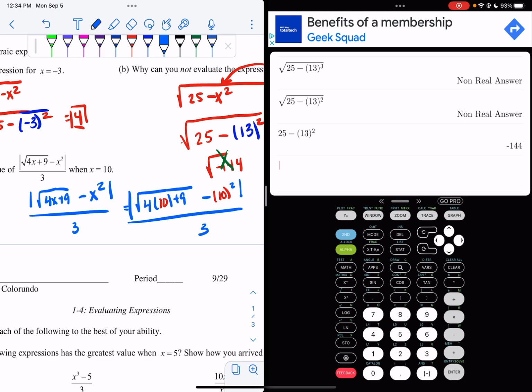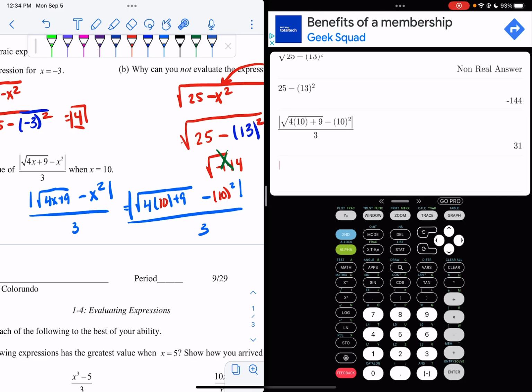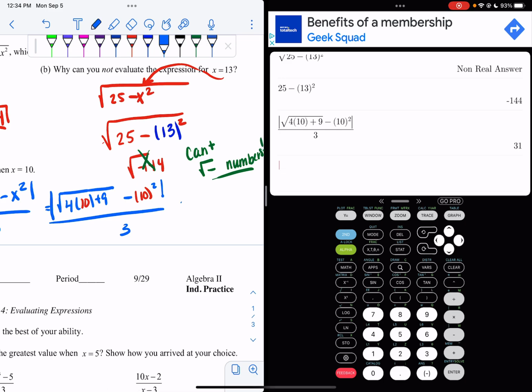So now I type this in my calculator. I'm going to do alpha y equal enter to make my fraction. Now if I look, there's an absolute value up here, so I'm going to have to type an absolute value first. So math, scroll to the right, hit enter. Now do your radical, so second x squared, and I do 4 times 10 plus 9, take away 10 squared, all over 3. Now I hit enter, and I get 31. And that's your final answer when you type this into your calculator.